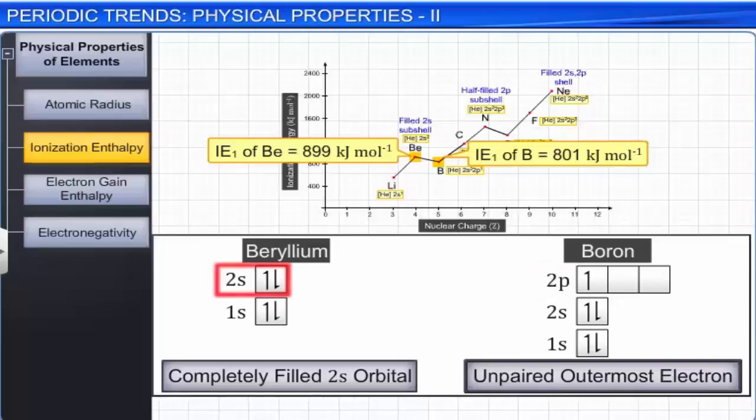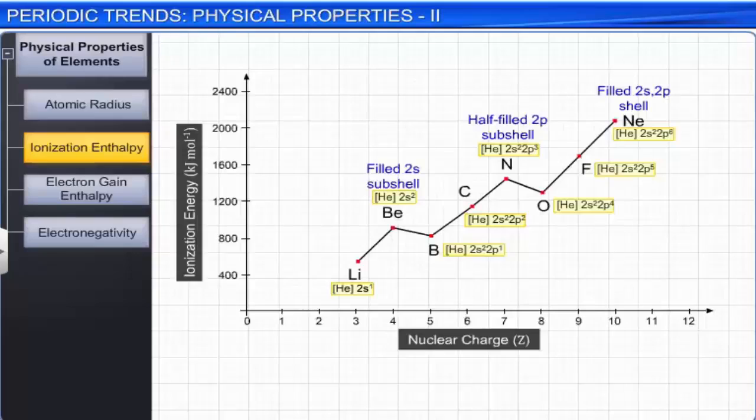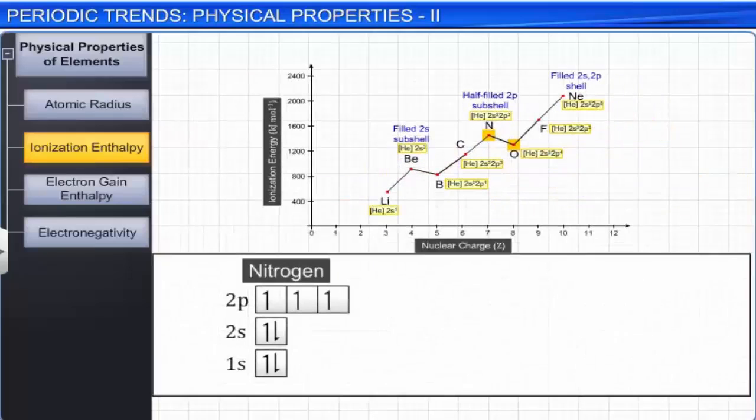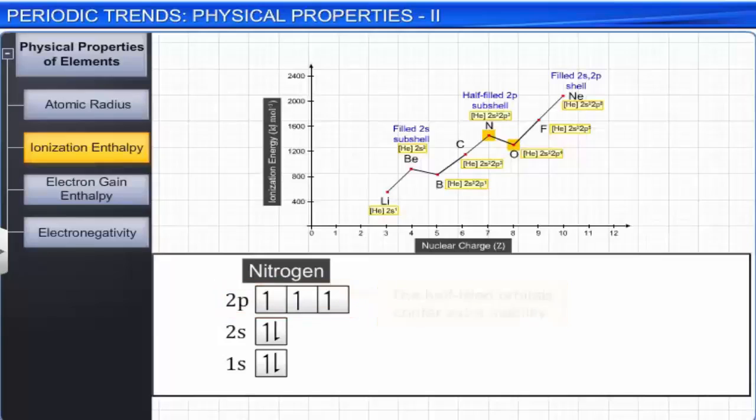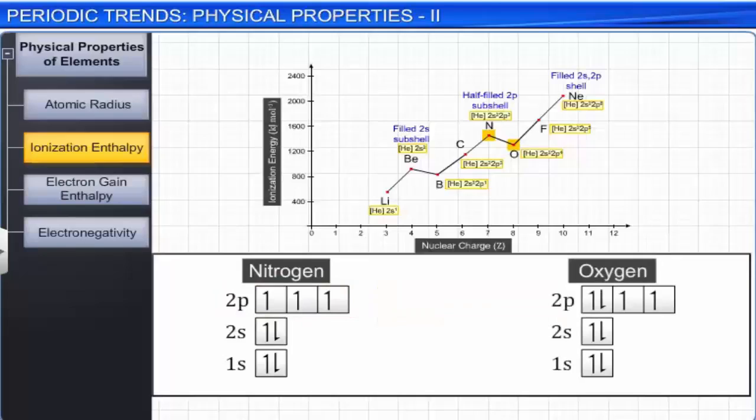The other anomaly is the smaller first ionization enthalpy of oxygen as compared to nitrogen. In the case of nitrogen, the three 2p electrons reside in different atomic orbitals in accordance with Hund's rule. The half-filled orbitals confer extra stability to the nitrogen atom. However, in the oxygen atom, two of the four 2p electrons occupy the same 2p orbital. This results in increased electron-electron repulsion. Hence, it requires less energy to remove the fourth 2p electron from oxygen than to remove one of the 2p electrons from the stable half-filled nitrogen atom.